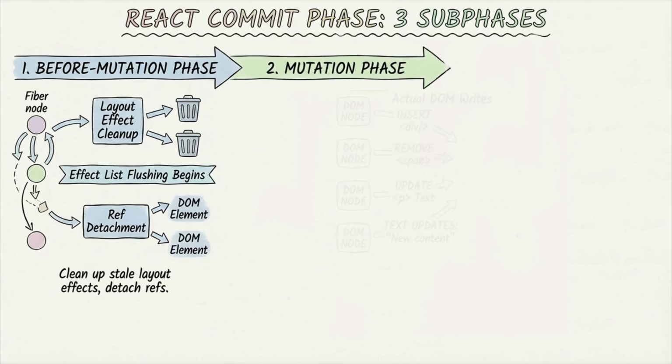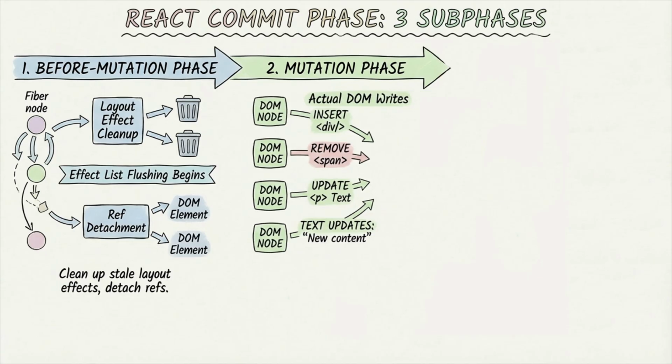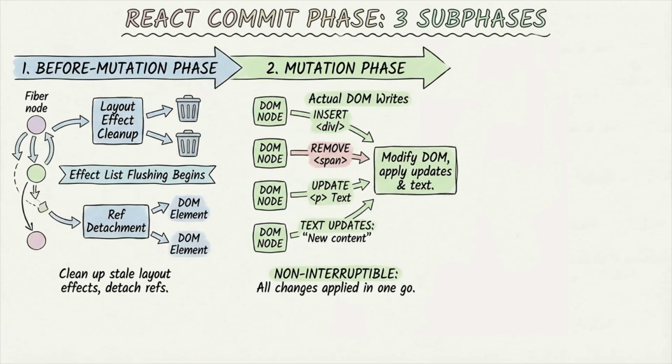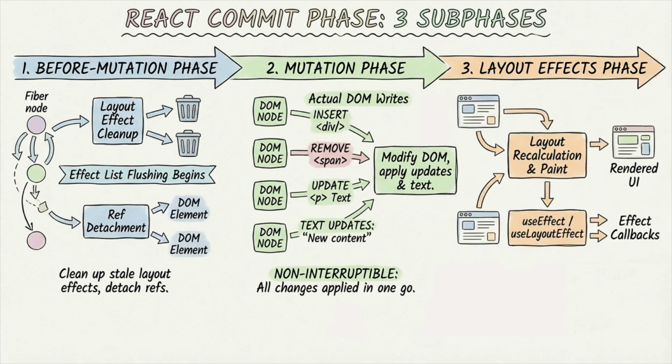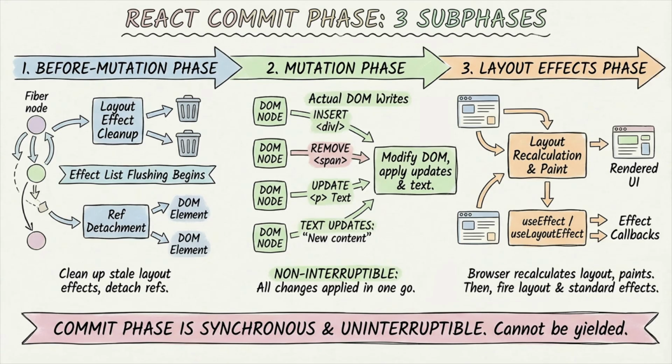React applies DOM updates, inserting nodes, removing nodes, updating attributes, changing text. This is the only part of React that blocks the main thread. Third, layout effects. After DOM updates, React runs useLayoutEffect, then browser layout and paint, and finally useEffect. This phase is always synchronous. Once React starts committing, it finishes without interruption. This is why React tries very hard to minimize how much work reaches this phase.